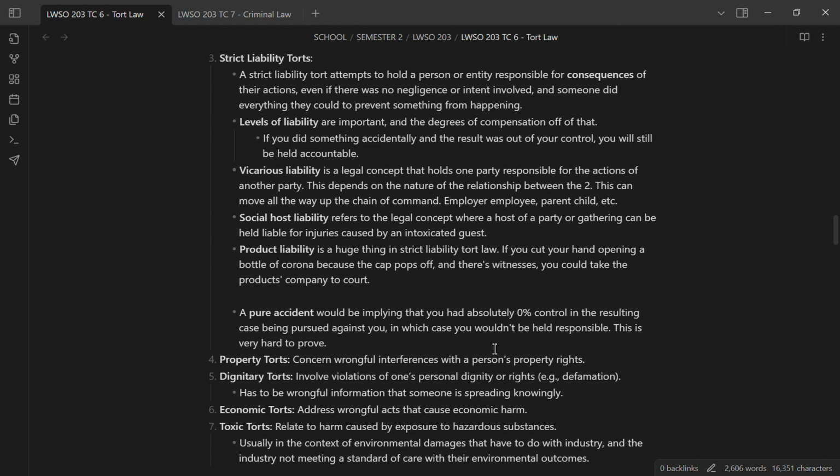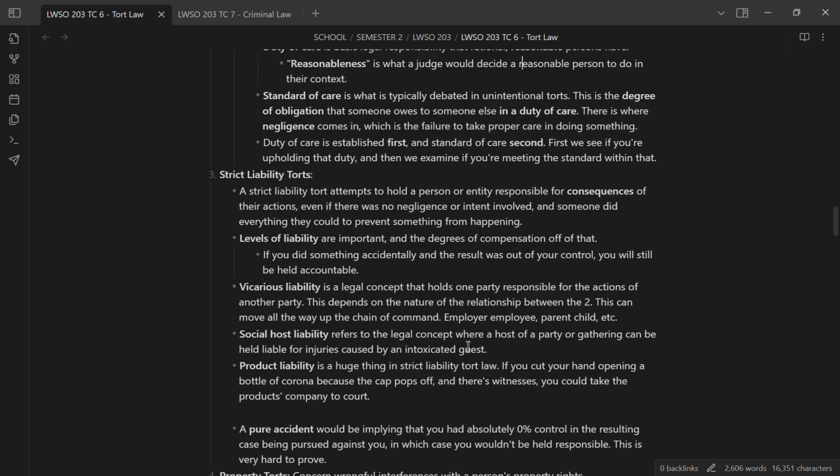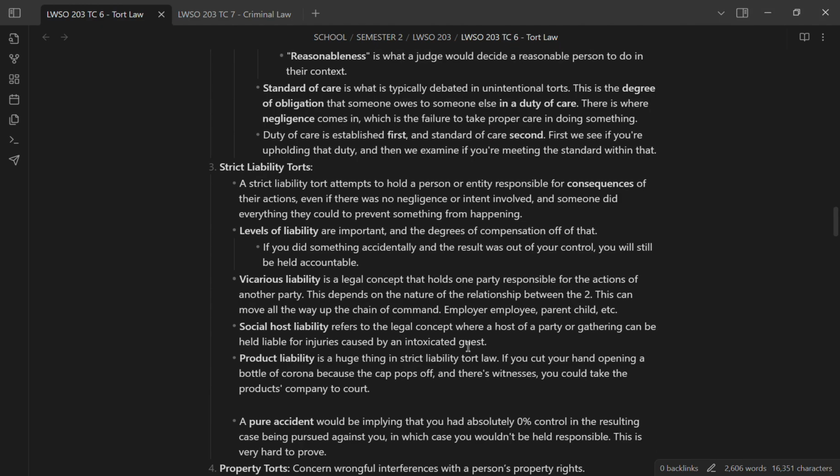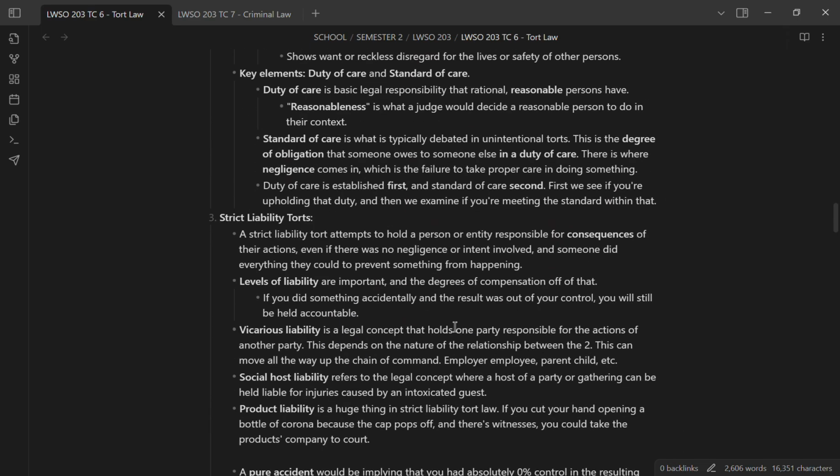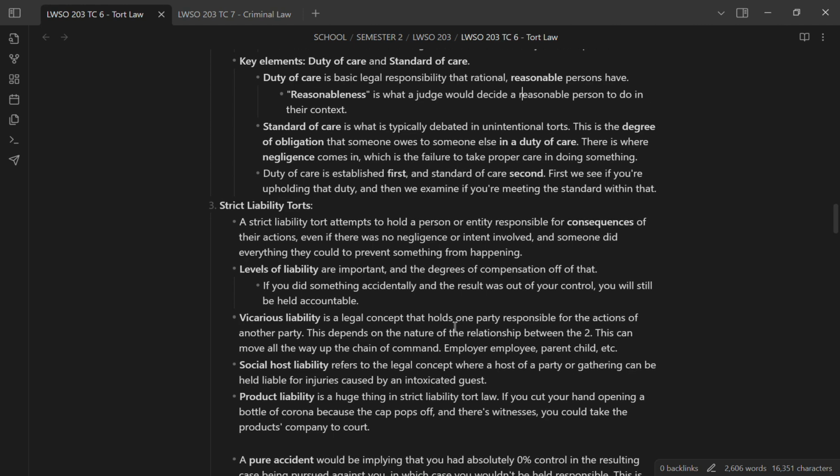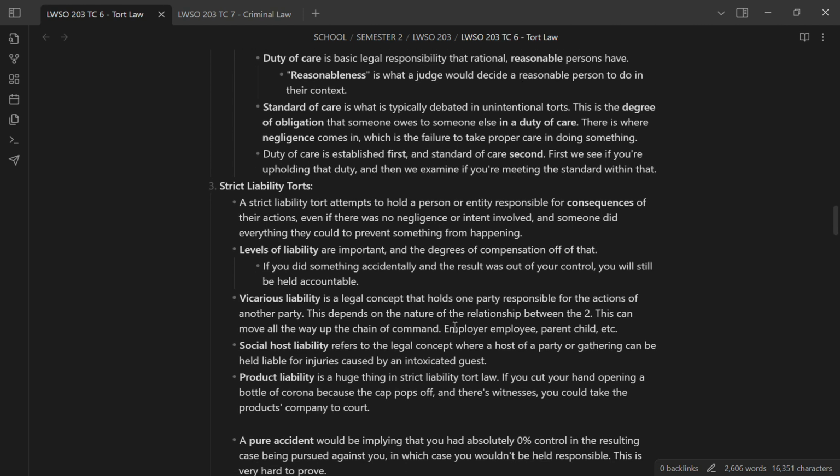Now, disregarding this notion of liability, pure accidents exist. A pure accident is literally implying that you had absolutely zero control, like none, like literally none. It's very difficult to prove, very hard to quantify, and again, implying that you had absolutely zero control in the resulting case being pursued against you, in which case you wouldn't be held responsible. But again, it's very hard to prove that.